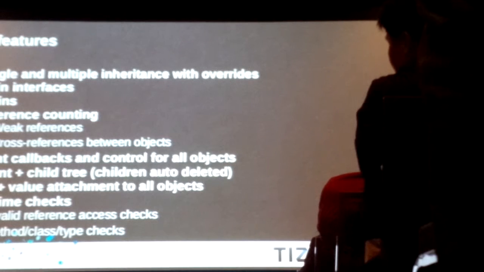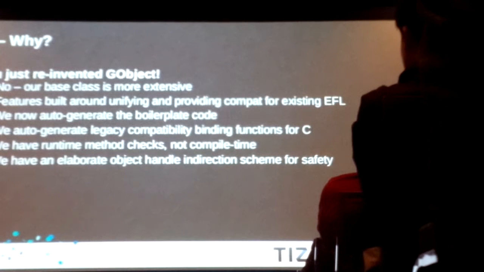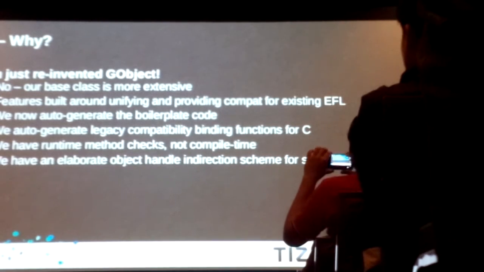All of this has runtime checks. So accessing an invalid object is actually safe. It's very unlikely to go wrong. And all the methods and classes are checked at runtime. So why? Well, everyone thinks, okay, you may have just reinvented GObject. No, because our base class is more extensive. It does do more than GObject does.